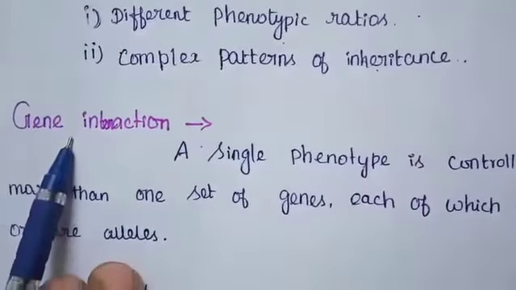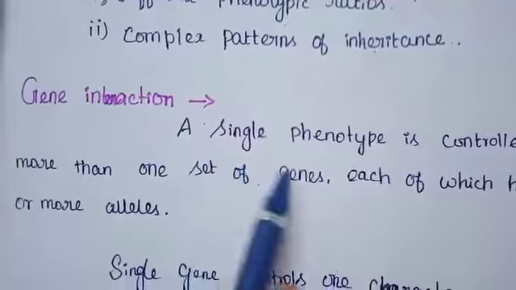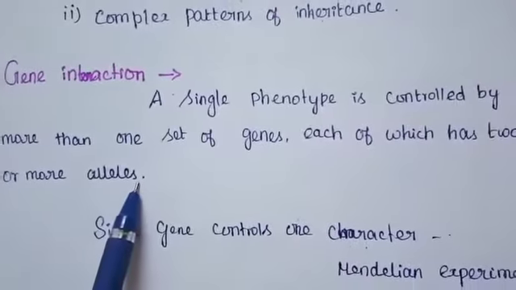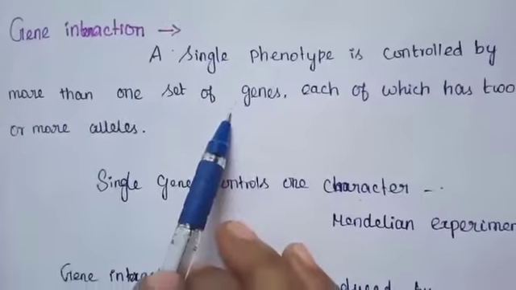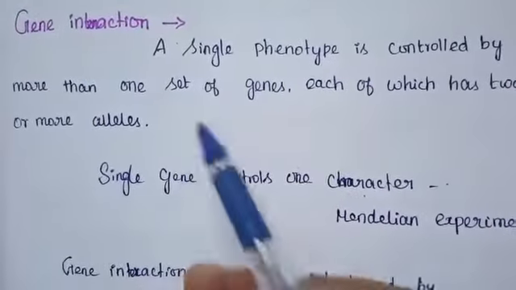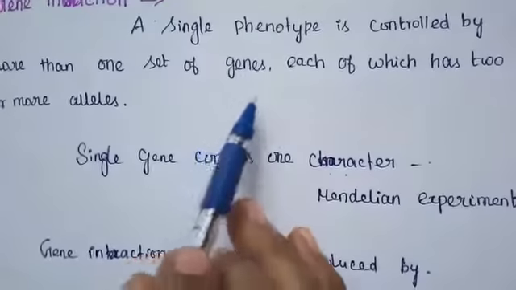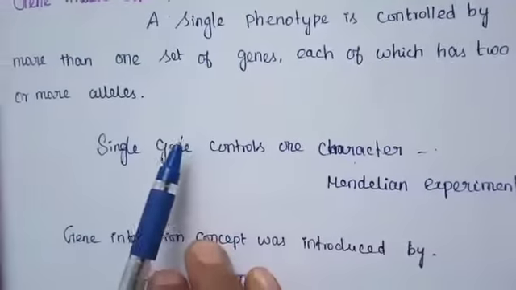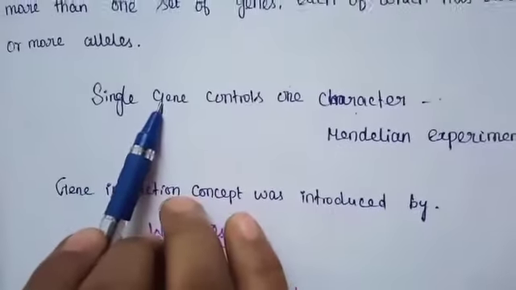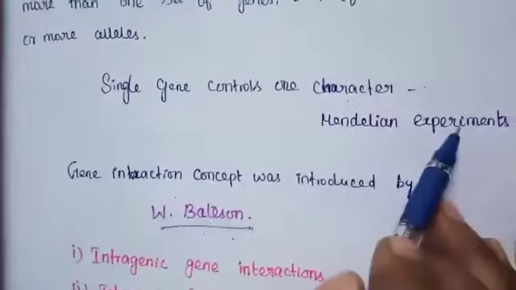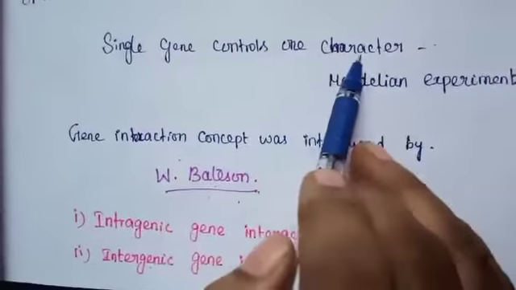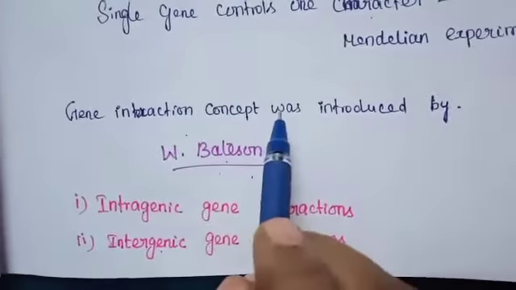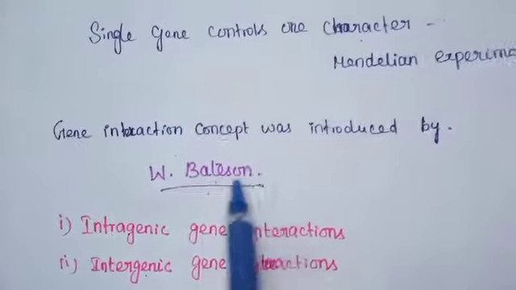So next one, gene interaction. What is gene interaction? A single phenotype is controlled by more than one set of genes, each of which has two or more alleles. This phenomenon is called gene interaction. Many characters, like a structural character or chemical character, which constitute the phenotype are the result of interaction between two or more genes. Next, Mendelian experiments proved that a single gene controls one character. What is the Mendelian experiment? A single gene controls one character. Then, post-Mendelian findings: various exceptions have been noticed.